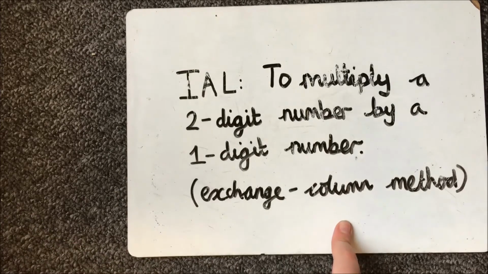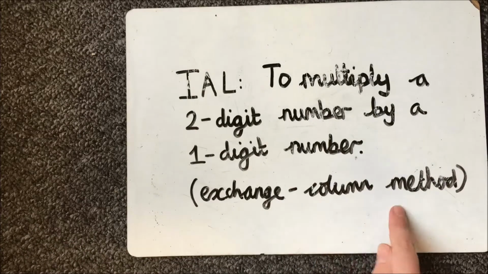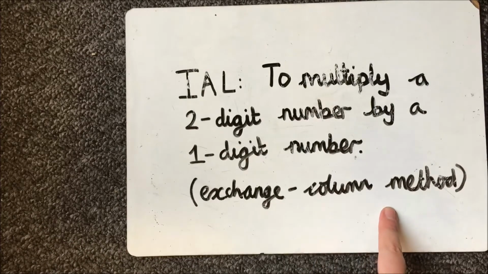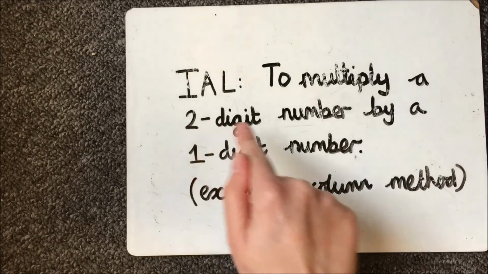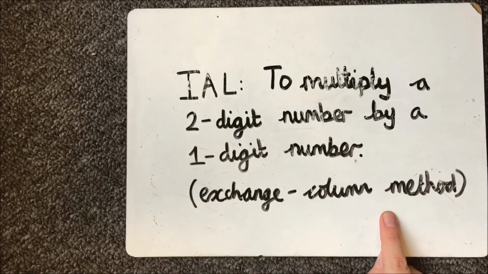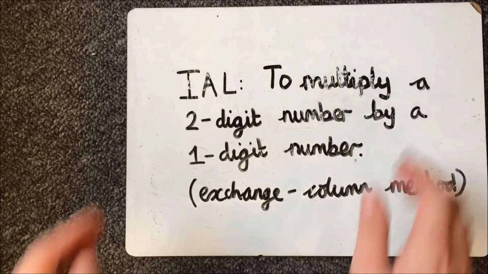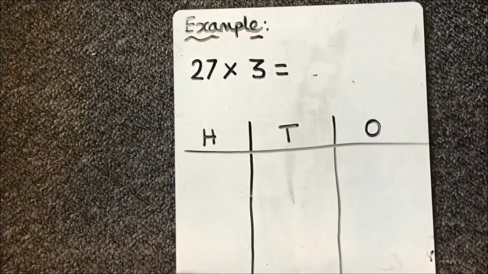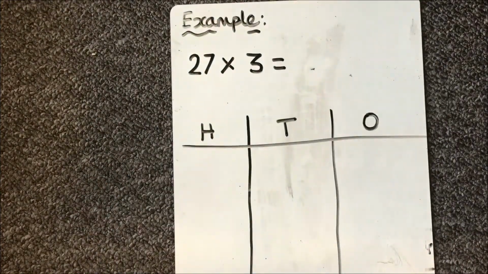There's an extra thing we're doing today as well. It says the column method, which we're also familiar with. So we're going to combine everything we've been doing so far. 2-digit times 1-digit, using exchange, and presenting it as the column method. I know you're going to do super well as you're already good at these 3 things. We just need to put them together. The first thing we're going to do is revise a little bit from yesterday, which was exchanging.